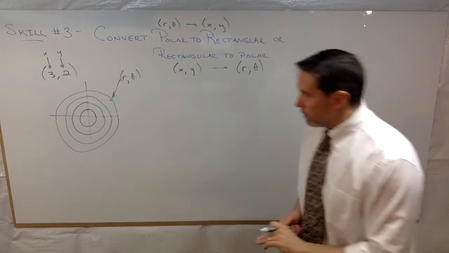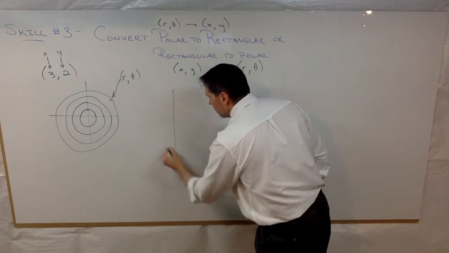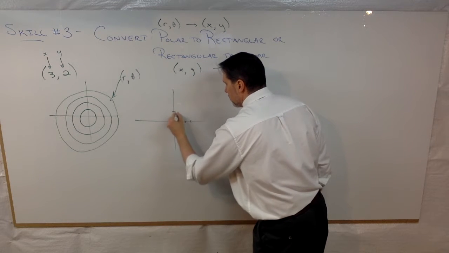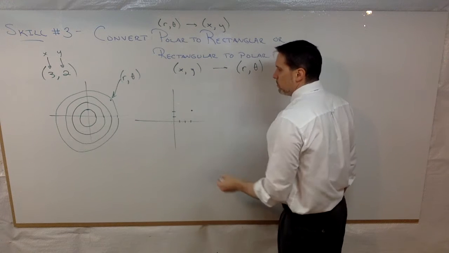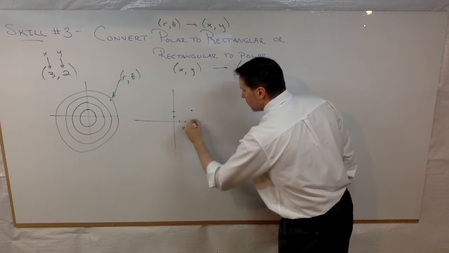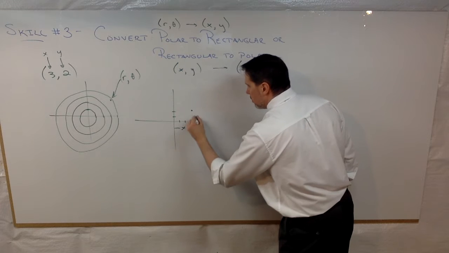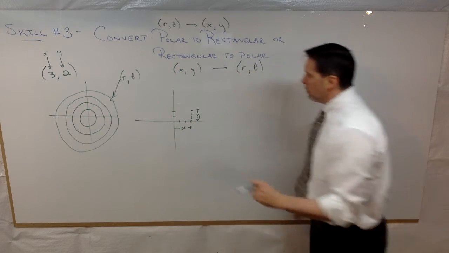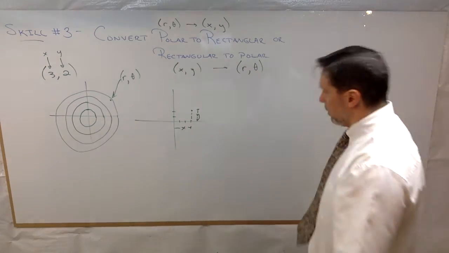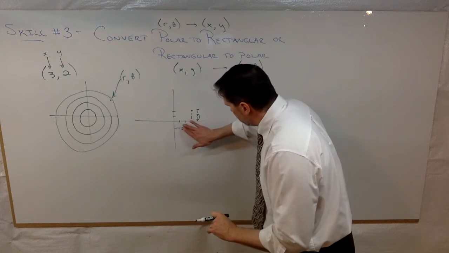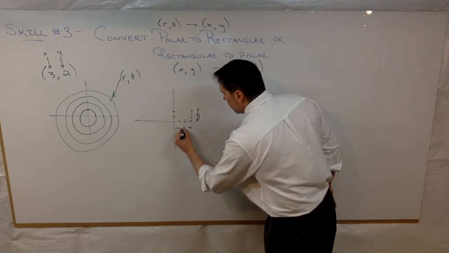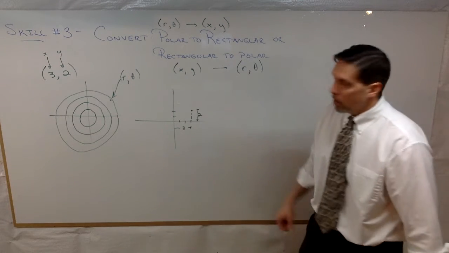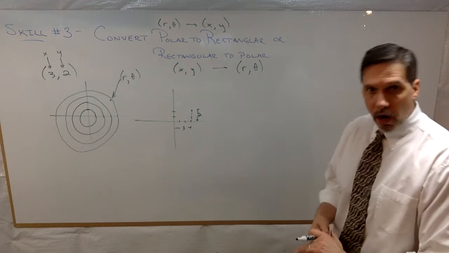Well, if I go back to my original graph here, 1, 2, 3, 1, 2. If you knew your x coordinate, say it's right there, and you knew your y coordinate, would you be able to figure out your r and your theta? We know exactly what they are. That's 3. This is 2. Question is, can you figure out your r and your theta?